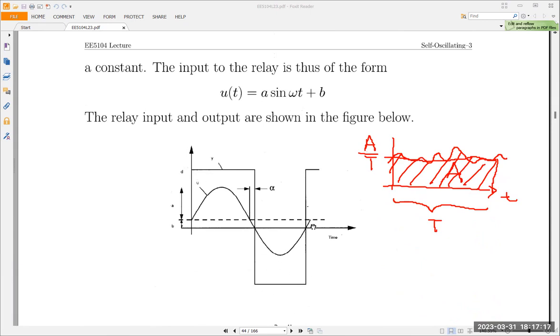All right, this is the input, except that now you see the input is a sine wave plus a DC or low frequency. All right, and so the relay output will not be a pure square wave, but you will have some rectangular shape which contains a DC value in the rectangular wave also.